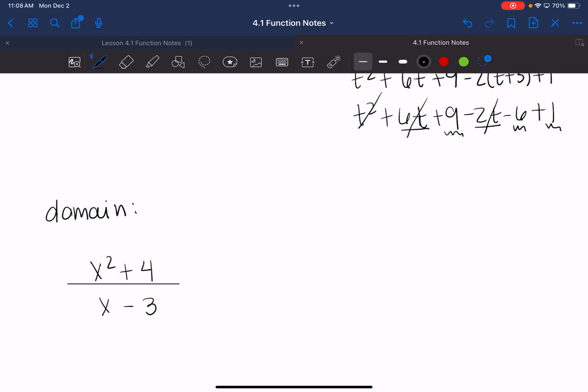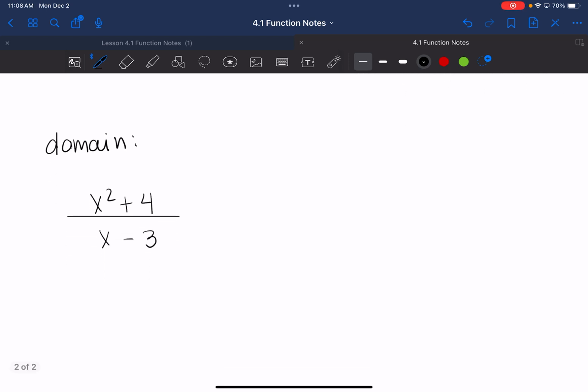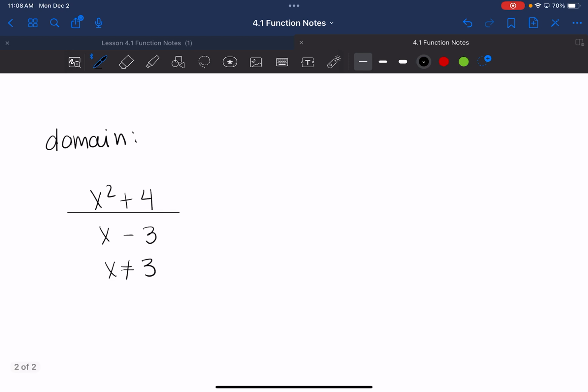Okay, well, we know that you're not allowed to have what number in the bottom of a fraction? 0. Okay, so what would I not want to plug in for x because it would give me 0? 3, right. So I don't want x to equal 3, right? If x equals 3, this function is undefined, doesn't exist, right? But I want it to exist everywhere else, right?